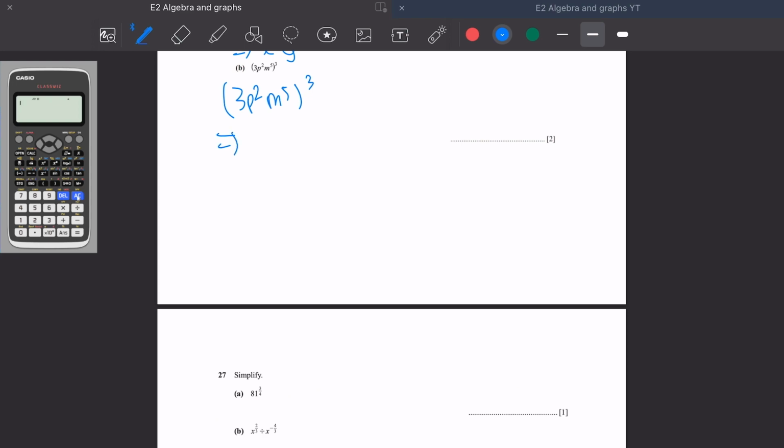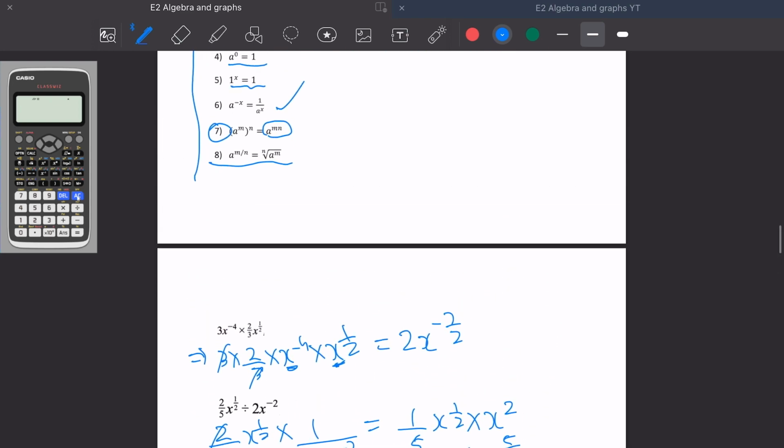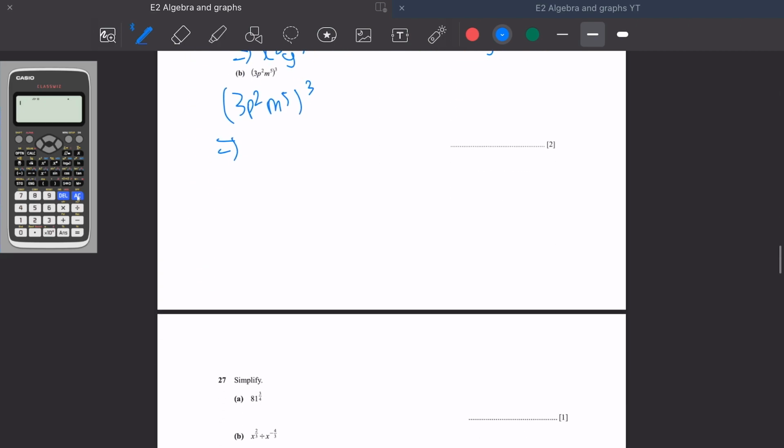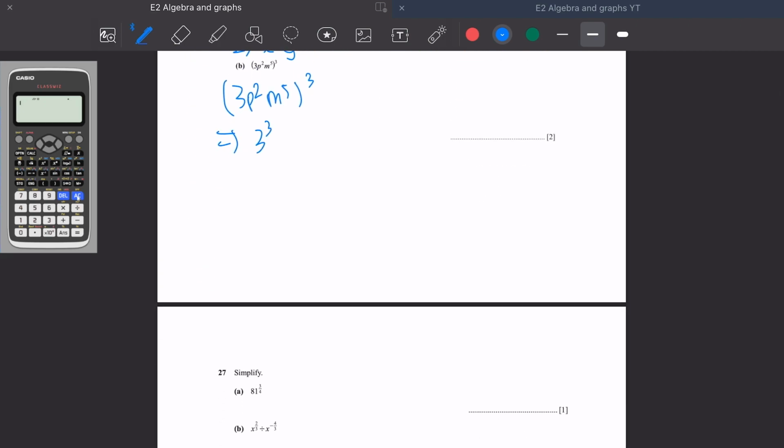Now to use this rule again, the seventh one, this becomes 3 to the power 3, p squared cubed, m to the 5 cubed. 3 cubed is 27. This becomes p to the 6. This becomes m to the 15. And that's your final answer.